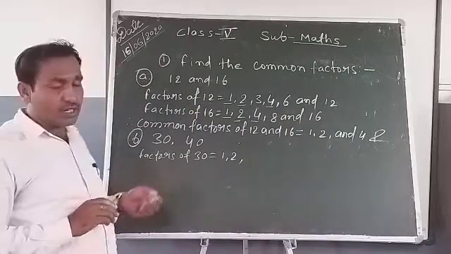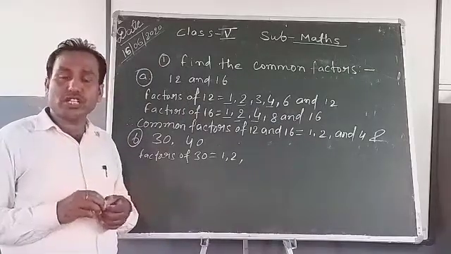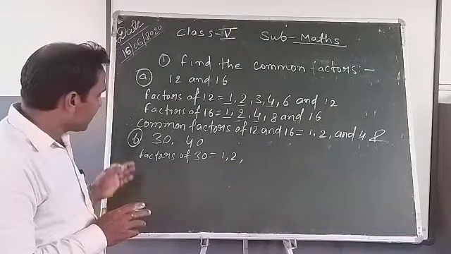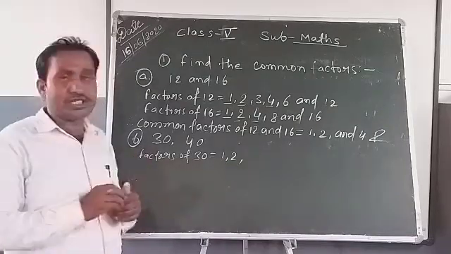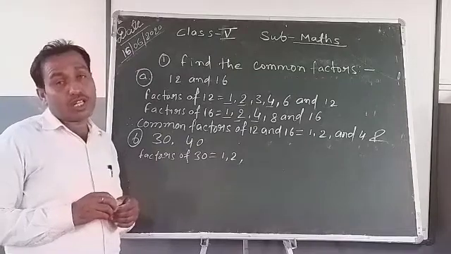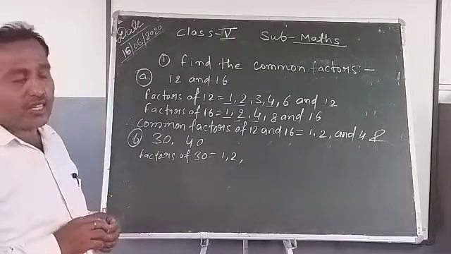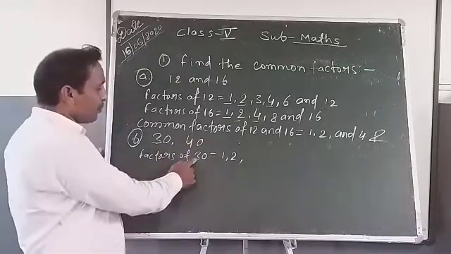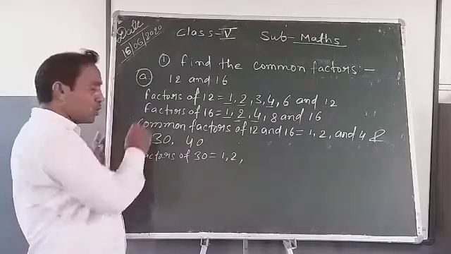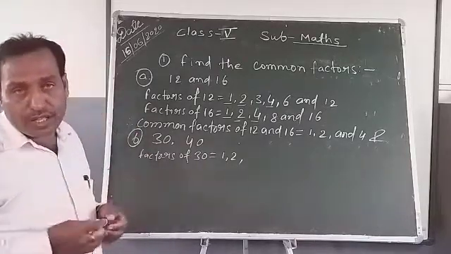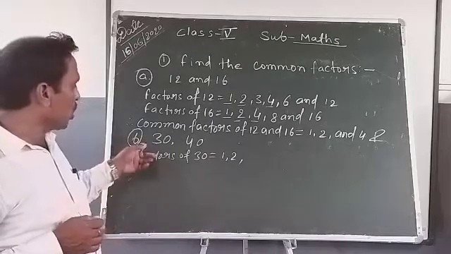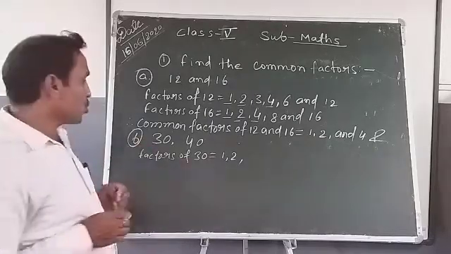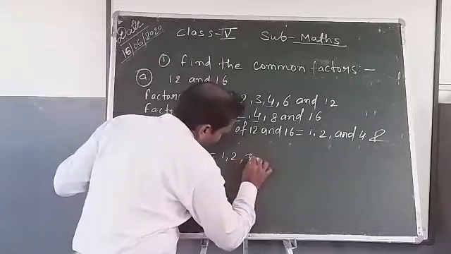Third number, 3. The divisibility rule of 3 says any number whose sum of digits is a multiple of 3 is also divisible by 3. So you see here 3 plus 0, the answer is 3. 3 is already a multiple of 3, 3 ones are 3. So 30 is divisible by 3. So I also write 3 as a factor of 30.